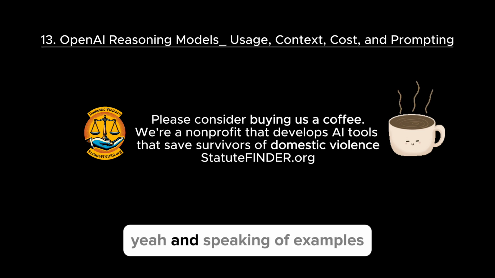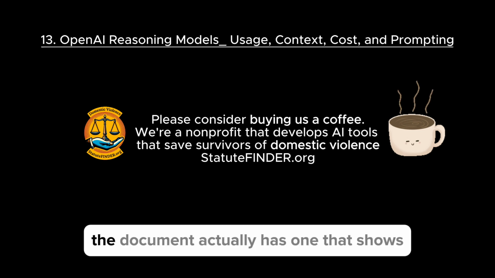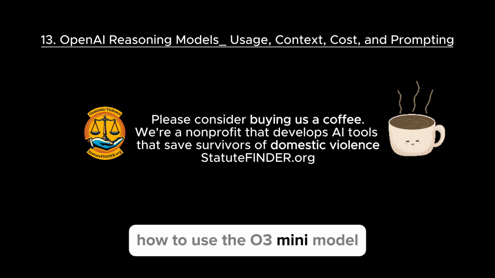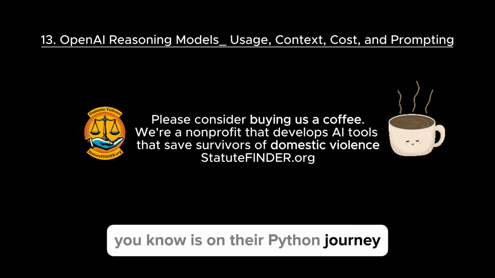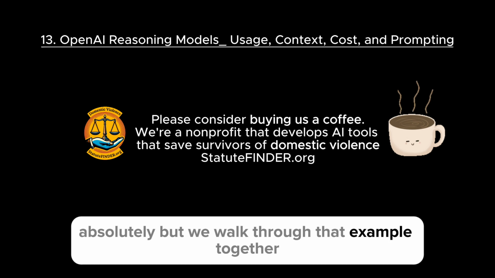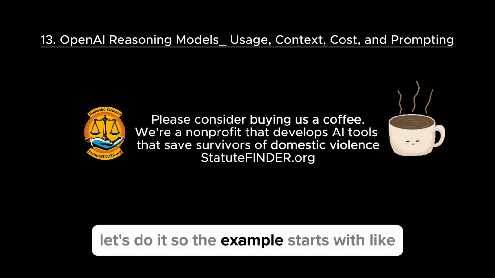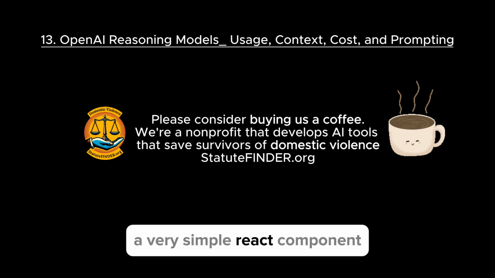And speaking of examples, the document actually has one that shows how to use the O3 mini model to refactor a React component. I'd love to unpack that, especially since our listener is on their Python journey. Absolutely. Could we walk through that example together? Let's do it. The example starts with a very simple React component.